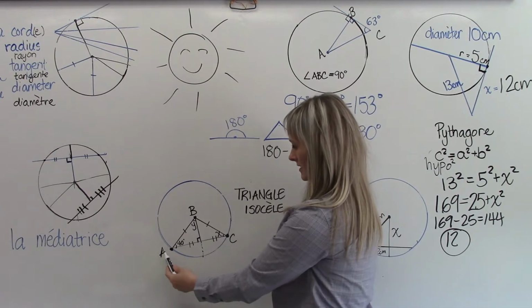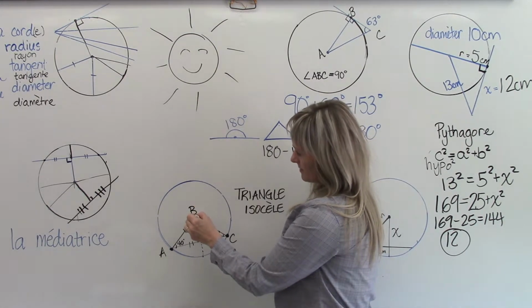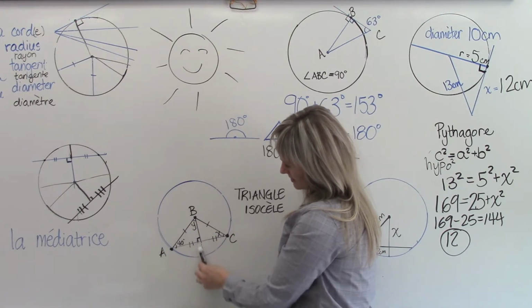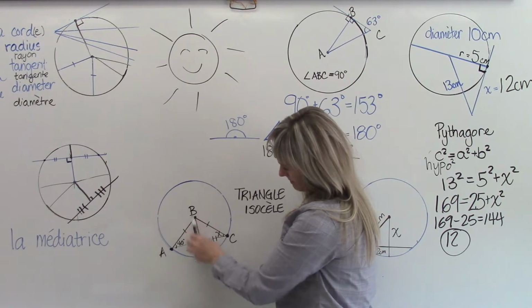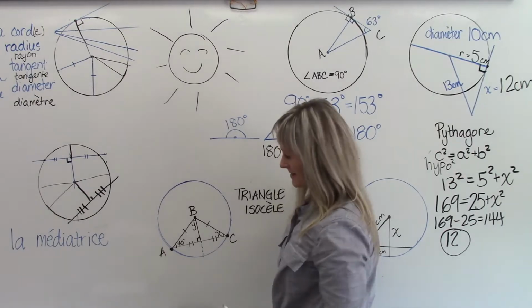So now we've taken another chord, put it through the circle. We have drawn a line from the center to a 90-degree angle to our chord. That causes it to be a median or a middle and make the two sides the same length.